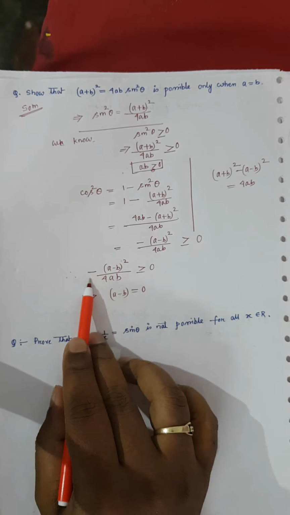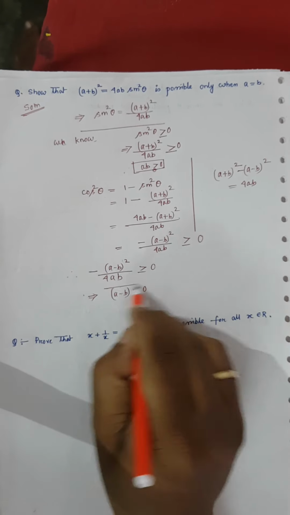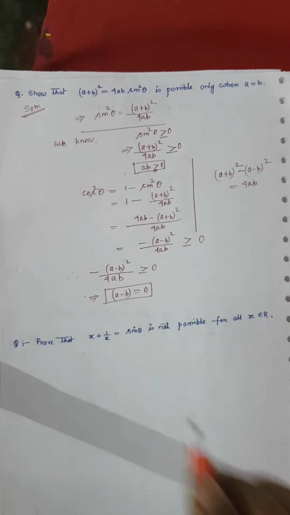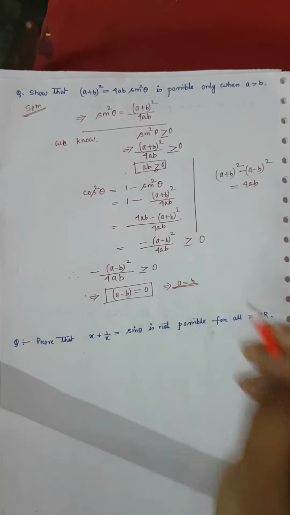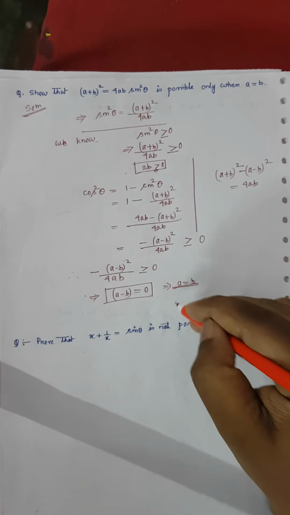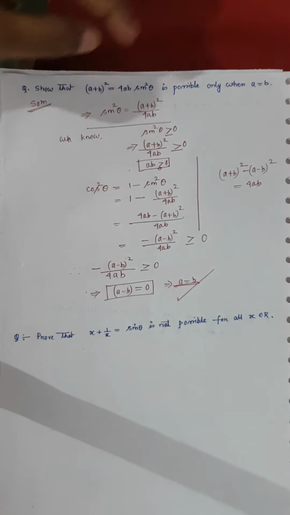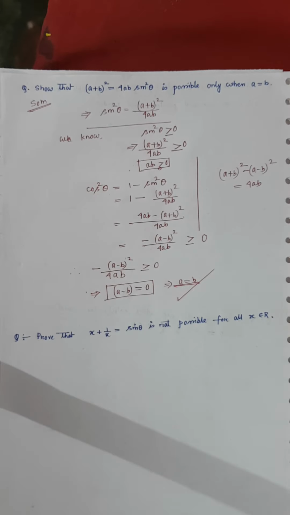0 into minus something, it is 0. So it is possible only when a minus b is equal to 0. Therefore a is equal to b. So you can express sin square theta is equal to (a plus b) whole square by 4ab only when a is equal to b. Now your third question.